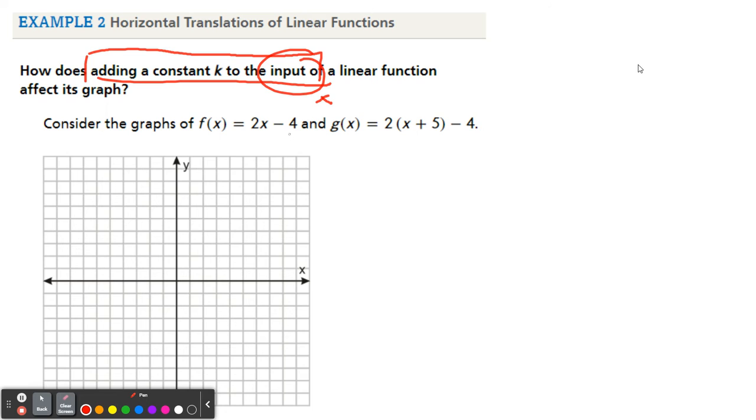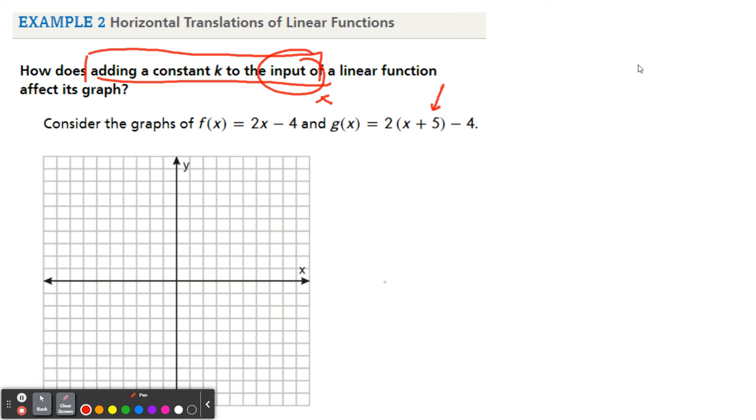So here are two functions to consider. f of x equals 2x minus 4, and g of x is 2 times (x plus 5) minus 4. This is the constant we're adding to the input. We're adding it to the x first, and then doing the rest: then the 2 times, then the minus 4. The plus 5 gets added first. So the question is, what is this plus 5 going to do? I assume it's going to be a movement of 5 somewhere, but I don't know quite where.